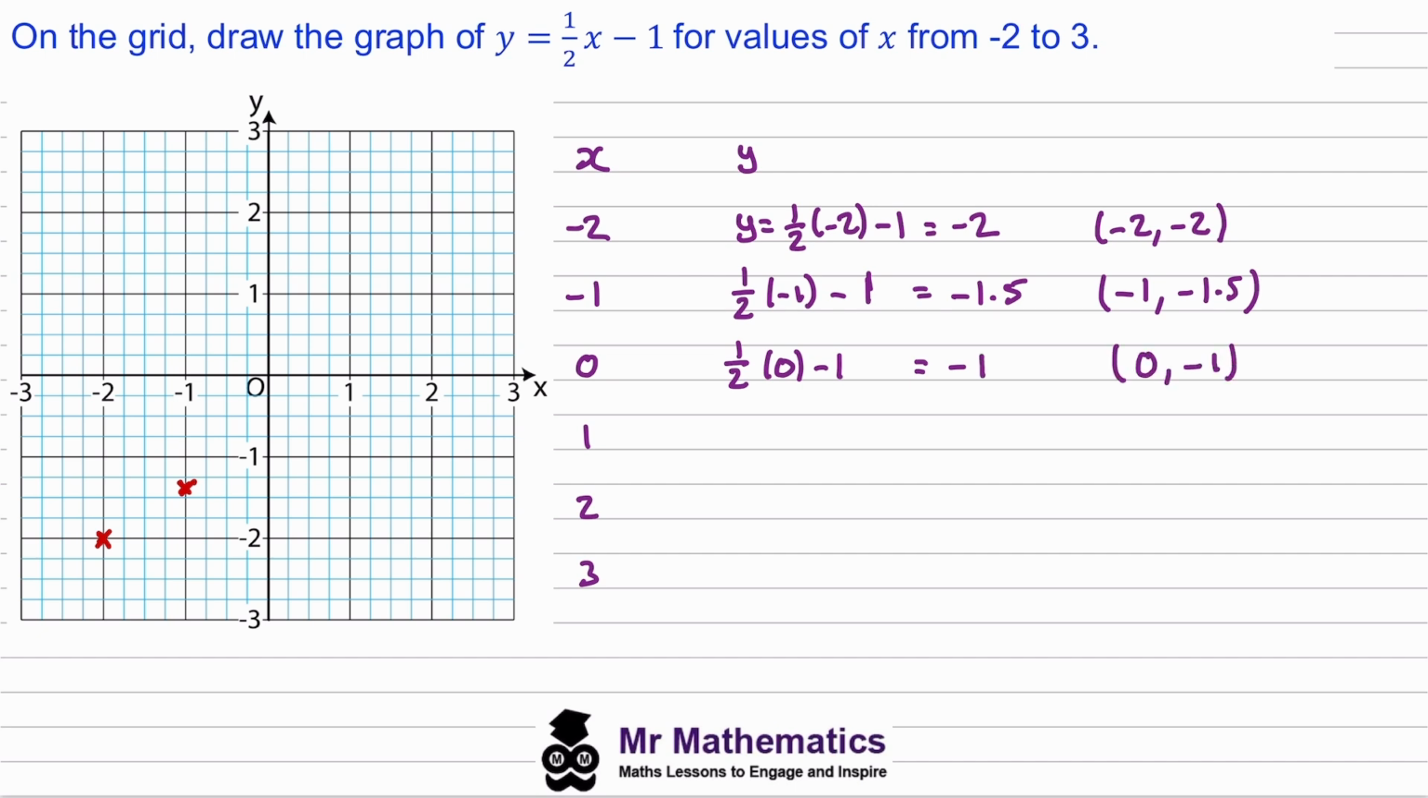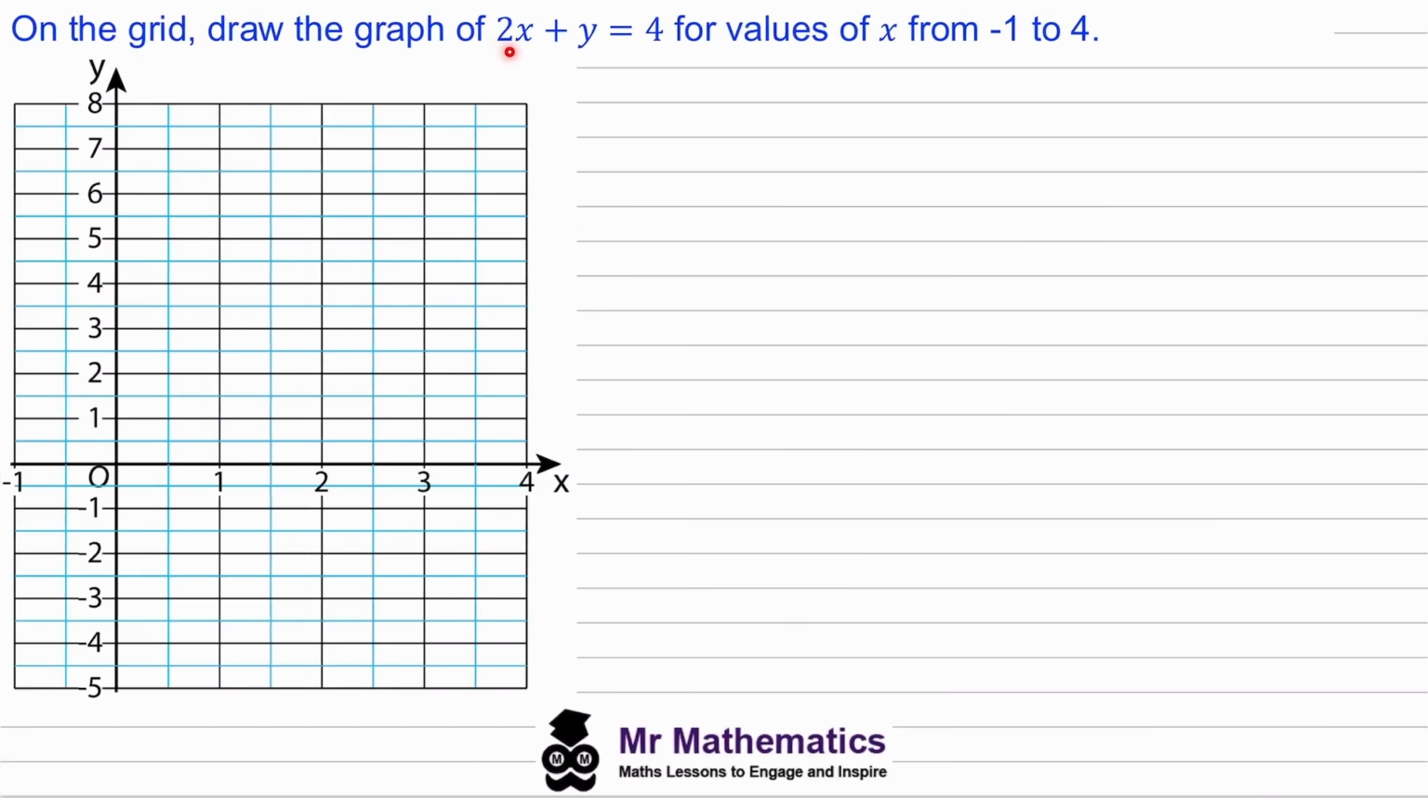Can you see the pattern? We're adding 1/2 every time. And again, this comes from this gradient. So when x is 1, we'll have -0.5 for y. When x is 2, we'll have 0. And when x is 3, we'll have 0.5. So we can plot these values on the grid. When x is 0, when x is 1, when x is 2, and when x is 3. So this will be our straight line graph here. Okay? Let's try another question.